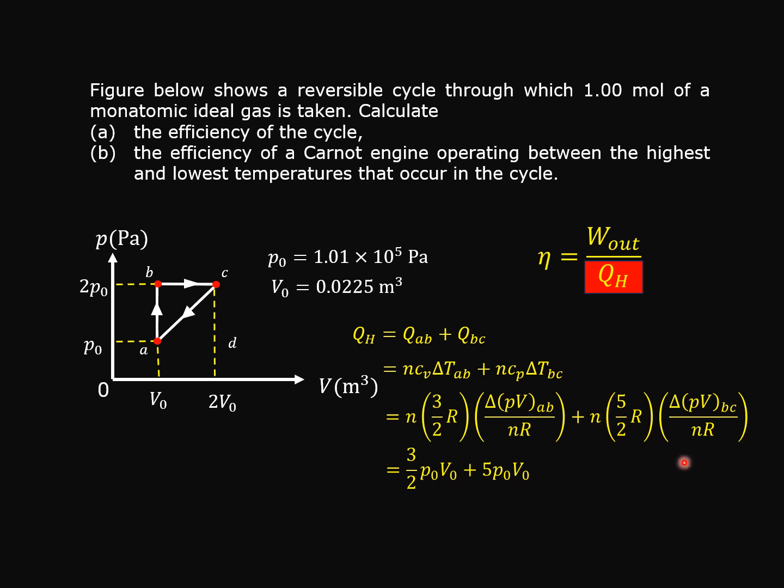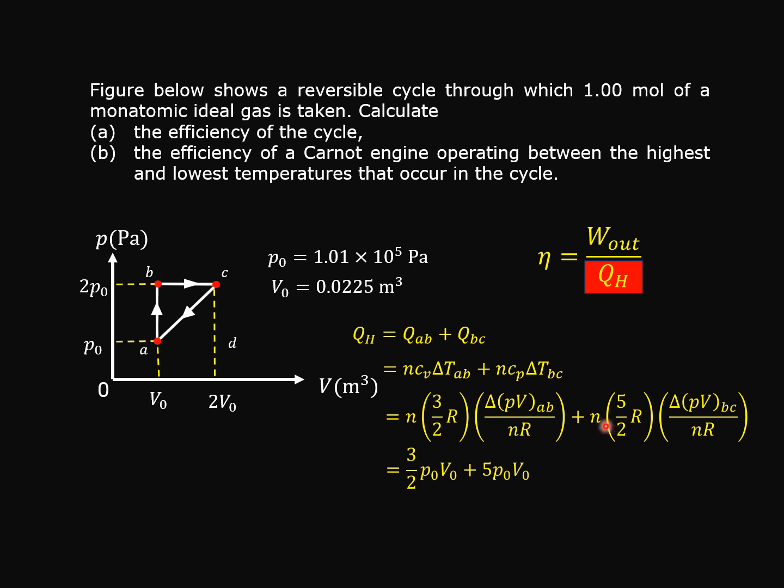And for the second term, which involves B to C, the product of PV for C is 2 P naught times 2 V naught. And for state B, it is 2 P naught times V naught. So that means this delta PV for the process BC is equal to 4 P naught V naught minus 2 P naught V naught. So we have 2 P naught V naught.